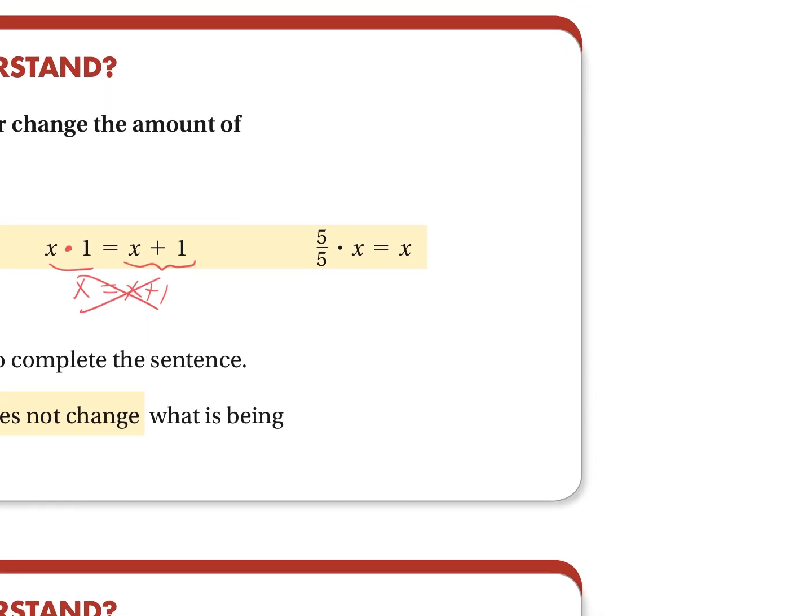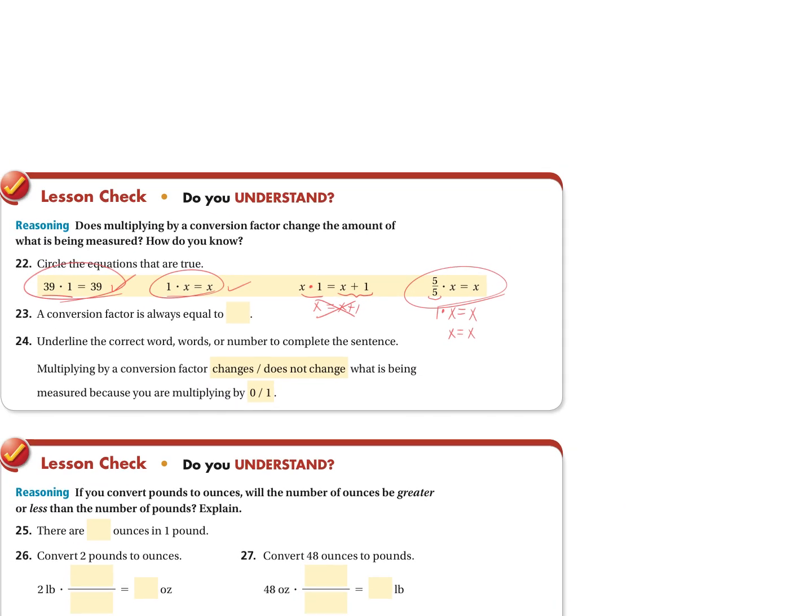And then 5 divided by 5 times x equals x, right? And 5 divided by 5, what does that equal? That just equals 1. So you get 1 times x equals x, and 1 times x is just x, right? So x equals x, and this is a true statement. So 3 out of these 4 are true.